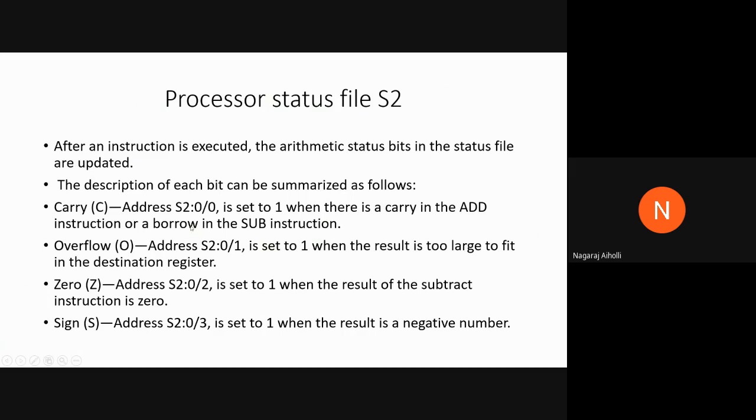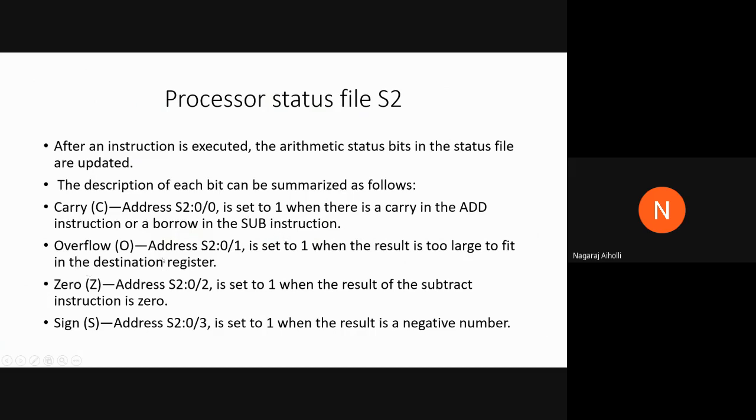First one is the carry bit C, address S2:0/0. S2 is the file, 0 is the word, and the bit is 0. This bit is set to 1 when there is a carry in the ADD instruction or a borrow in the subtraction instruction. Suppose you are adding two numbers, say 1 plus 1 is 0 with 1 carry. There is a carry generated. Or you are adding, say, 7 plus 6. 7 plus 6 is 13, correct? So there is a carry 1. That time this carry bit will be set, or after the subtraction instruction, if there is a borrow, then this carry bit will be set.